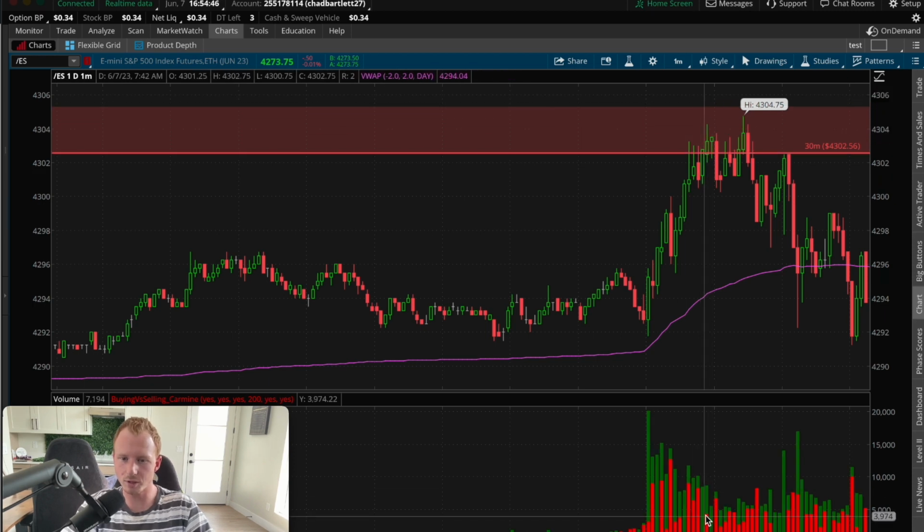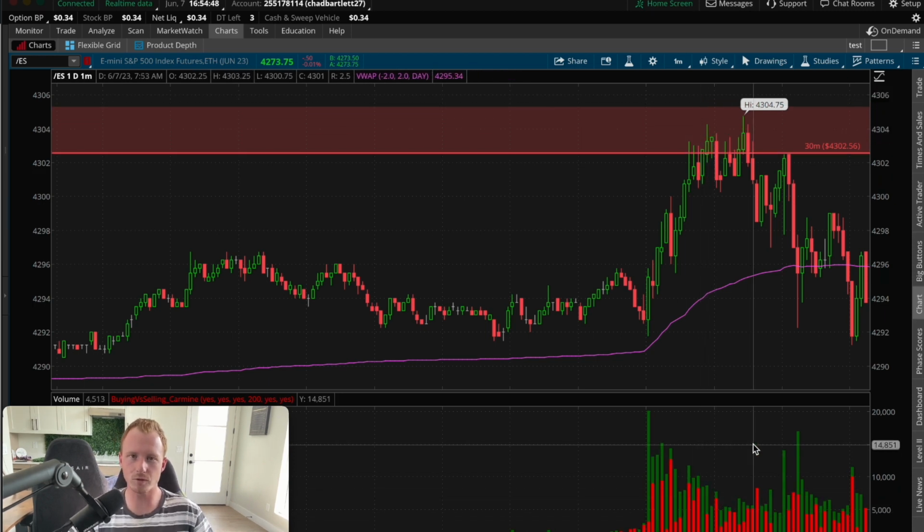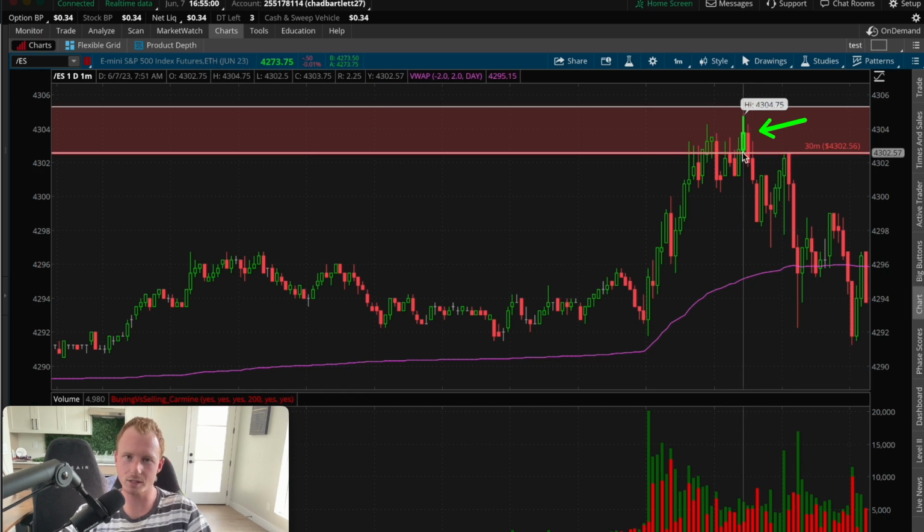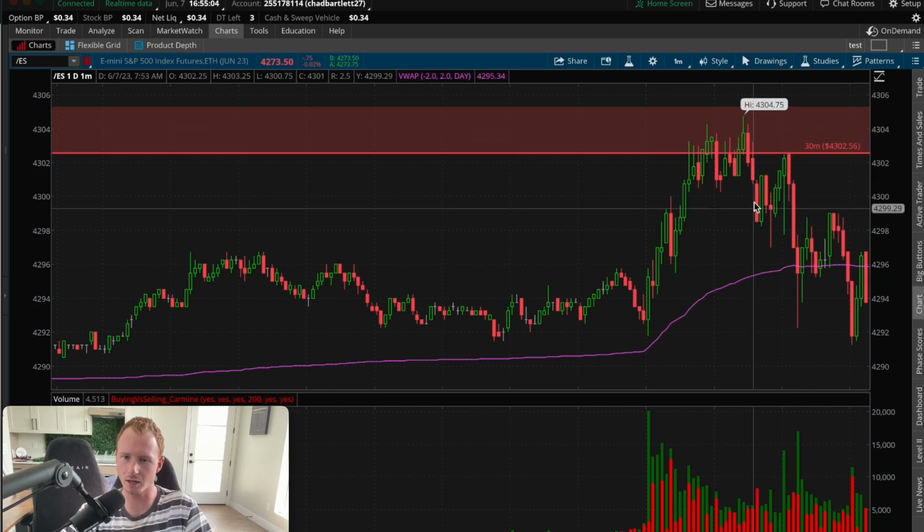There are heavy volume bars of people trying to push the price up, but there is no follow through. So what happens when you see massive volume, but there's no follow through? That means those buyers get exhausted and they start dumping their positions, right? Obviously that's going to create a massive sell-off. That's going to create an aggressive sell-off.